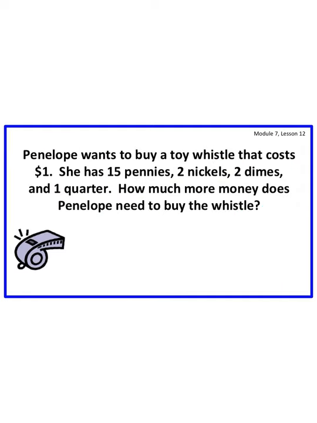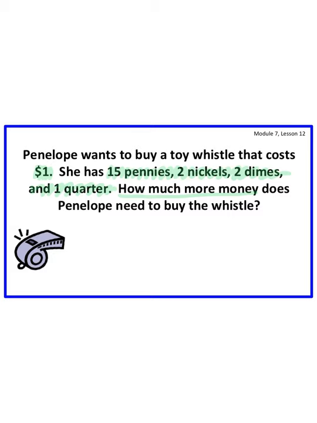Let's try one more. Penelope wants to buy a toy whistle that costs $1. She has 15 pennies, 2 nickels, 2 dimes, and 1 quarter. How much more money does Penelope need to buy the whistle? So let's think first. And the question says, how much more money does Penelope need to buy the whistle?